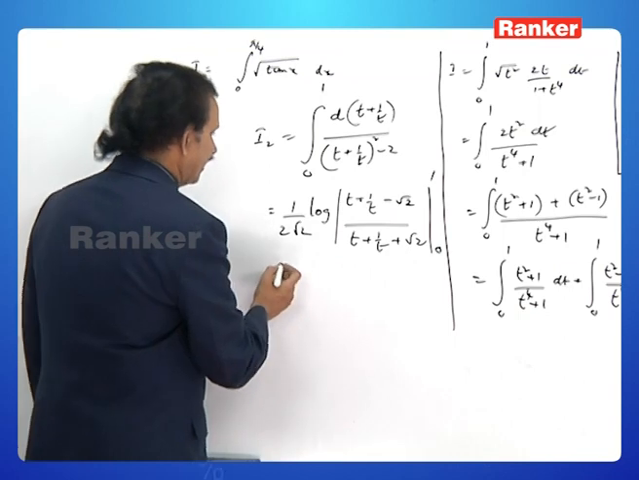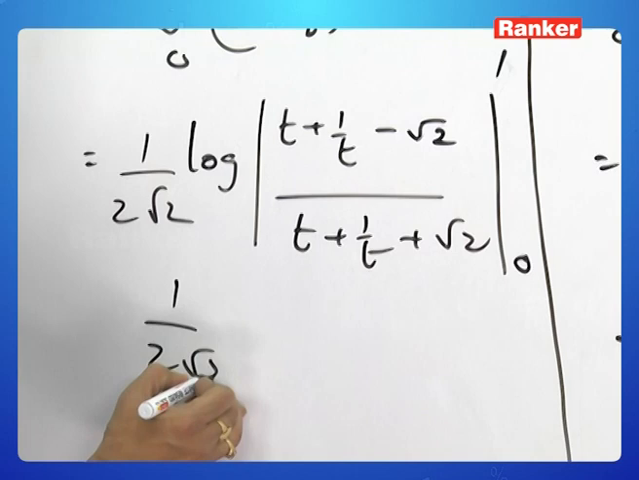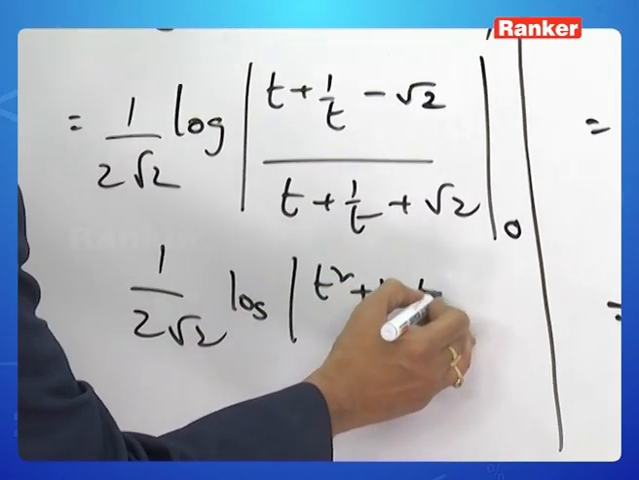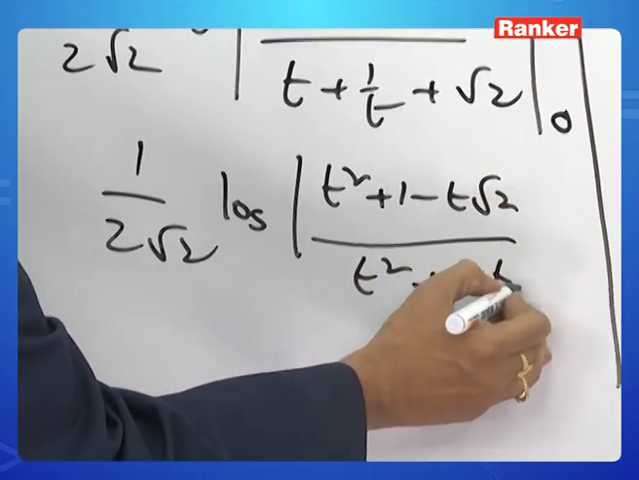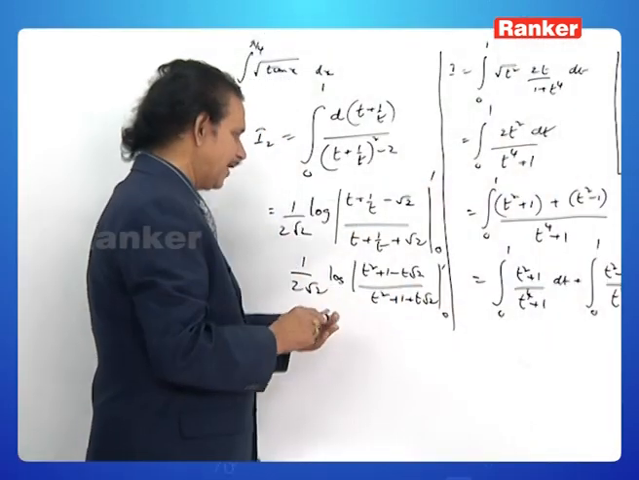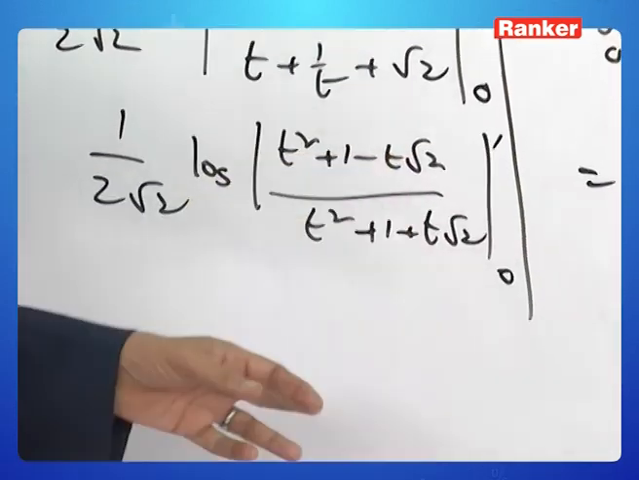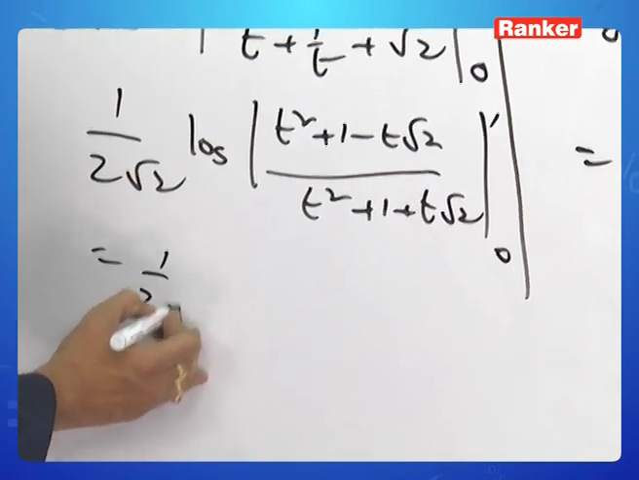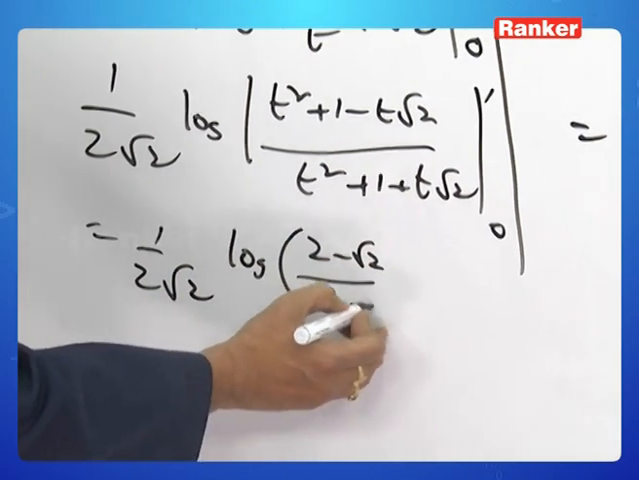Multiply with the t on both sides. We have 1 by 2 root 2 into log of t square plus 1 minus t root 2 by t square plus 1 plus t root 2 between the limits 0 and 1. Well, my dear, if you take 1 plus 1, 2, 2 minus root 2 by 2 plus root 2. This is equal to 1 by 2 root 2 into log of 2 minus root 2 by 2 plus root 2.